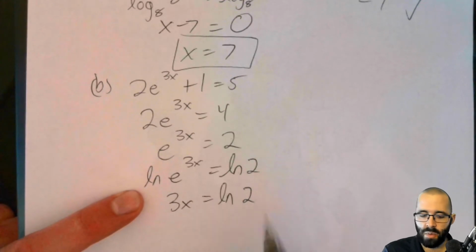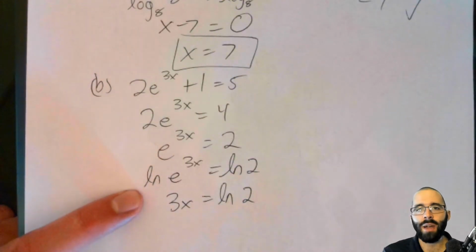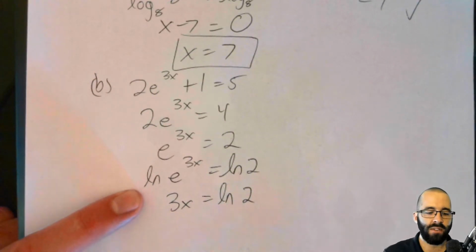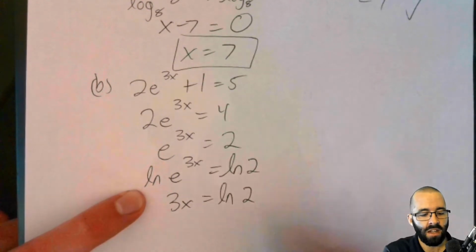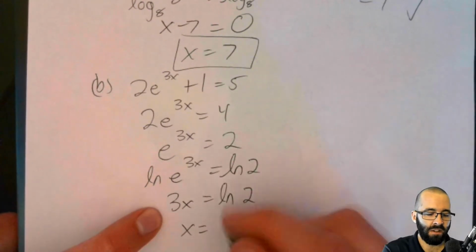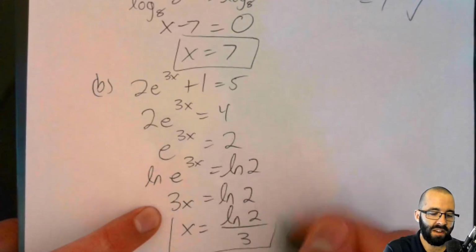Unlike last time, we can't simplify this right-hand side. The natural log of 2 is an irrational number. It's a decimal that keeps on going forever. So if we wanted to approximate, we could plug that into a calculator. Because I want an exact answer, we're just going to divide both sides by 3 and say we have the natural log of 2 divided by 3 as our final answer.